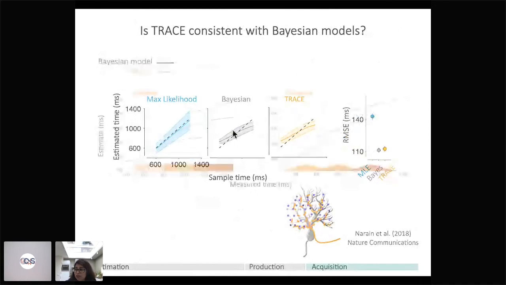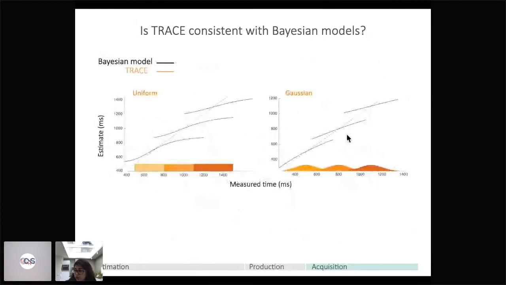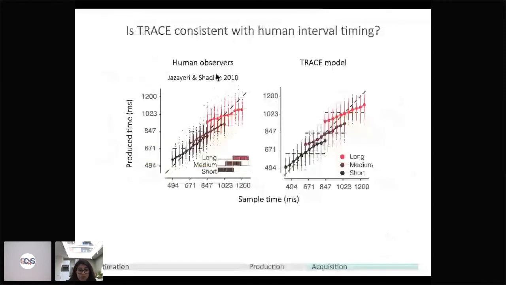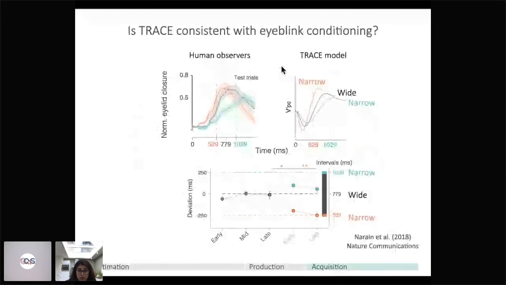And we can compare the prediction of the Bayesian model to the physiological model for different priors, different shapes. We can recapitulate previous psychophysical experiments for time intervals. And in fact, we've also performed trace eyeblink conditioning experiments in humans, where we show that the trace eyeblink response changes with the statistics of the prior distribution.